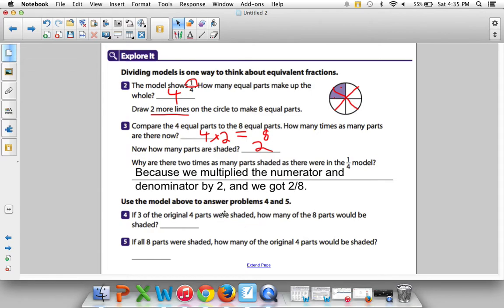Use the model above to answer problems 4 and 5. If 3 of the original 4 parts were shaded, how many of the 8 parts would be shaded? So what they're asking us to do is look at it like this. That's how it was originally. If 3 of the original 4 parts were shaded, so 1, 2, 3. There, I shaded 3 of the parts, including that one. Hooray. How many of the 8 parts would be shaded?